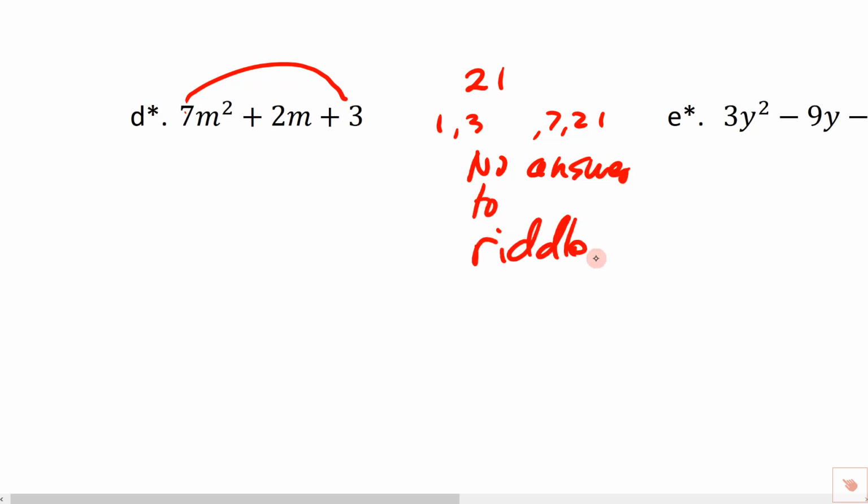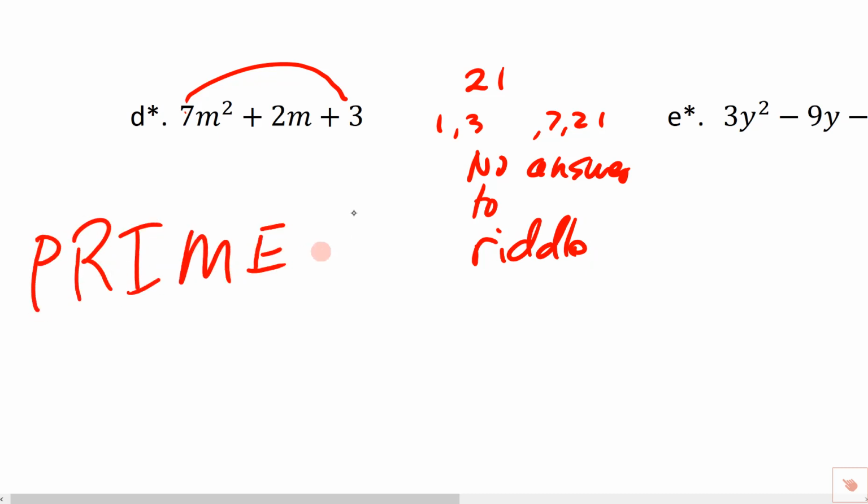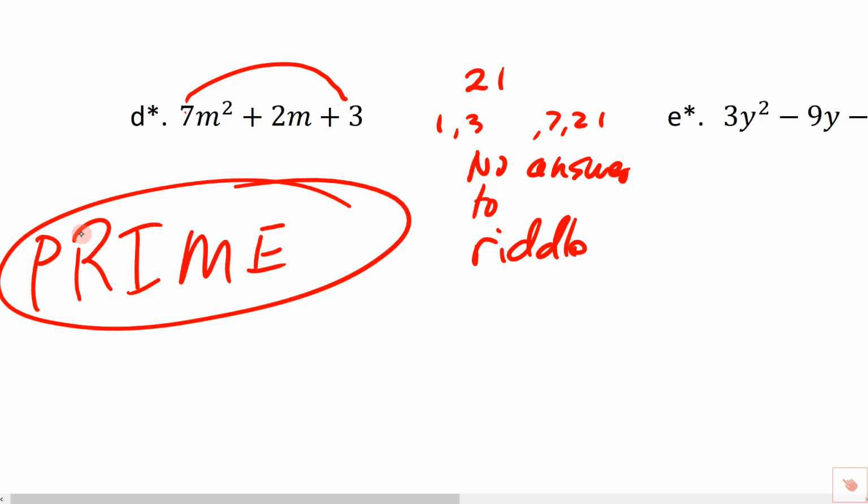So if there's no answer to that riddle, then this is prime, okay? Now, please make sure that before you say it's prime, you go back and you double check. Do I actually have all the factors written down here? Is there anything I'm missing that would multiply to be 21? If this really has no answer, then you can automatically say that that's prime.